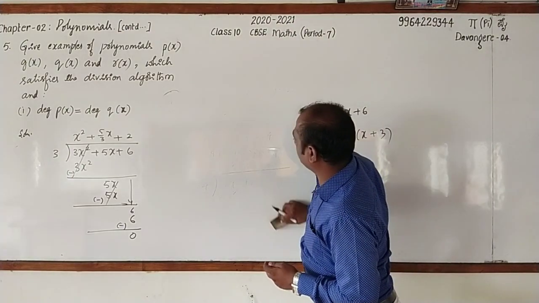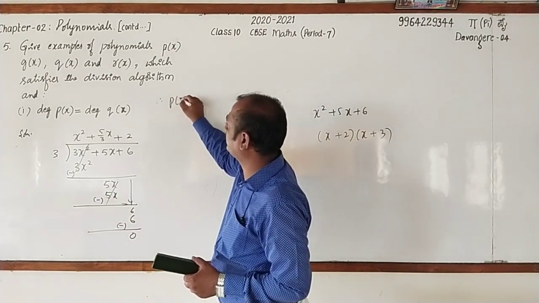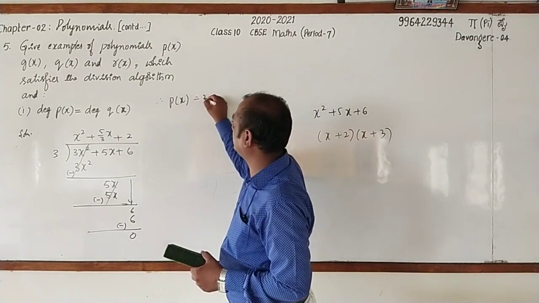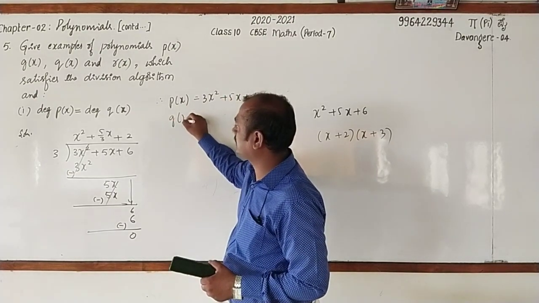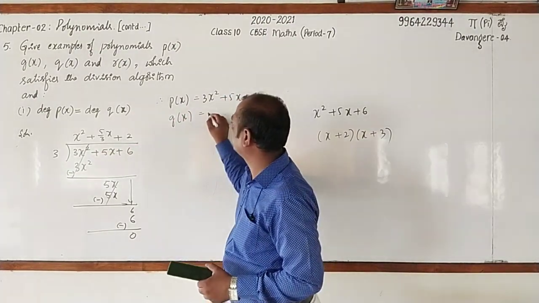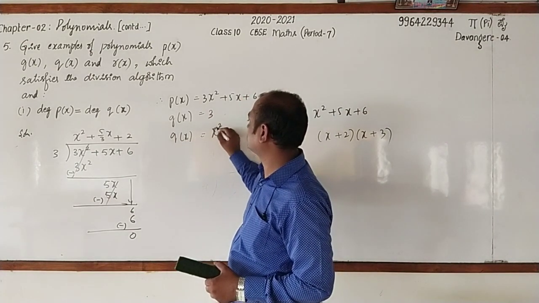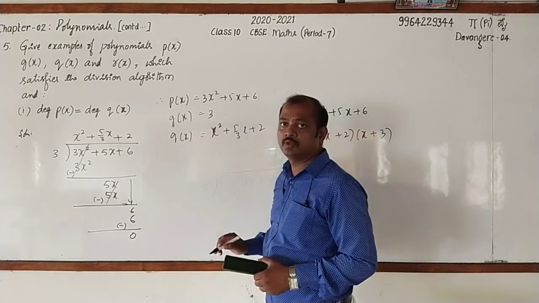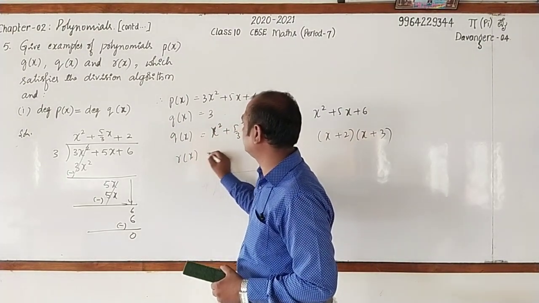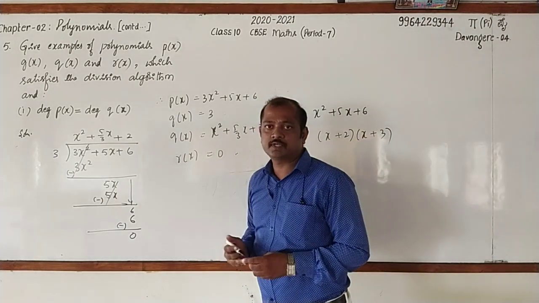Now, you can write these. Therefore, P of x is 3x square plus 5x plus 6. G of x, what is it? 3. Q of x is equal to x square plus 5 by 3 into x plus 2. And R of x, this is 0. Okay? Please copy this first one.